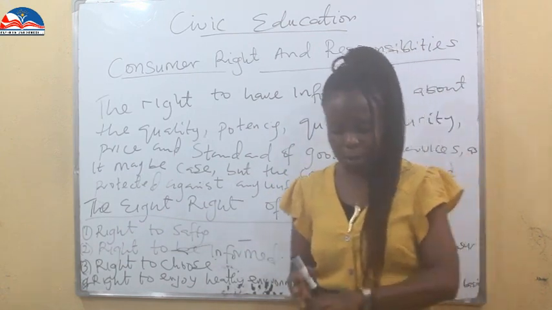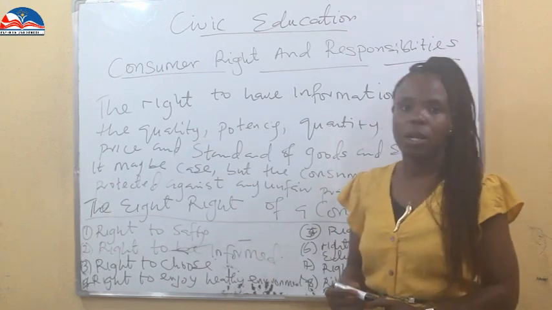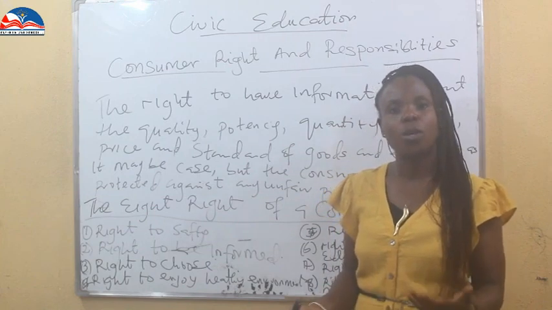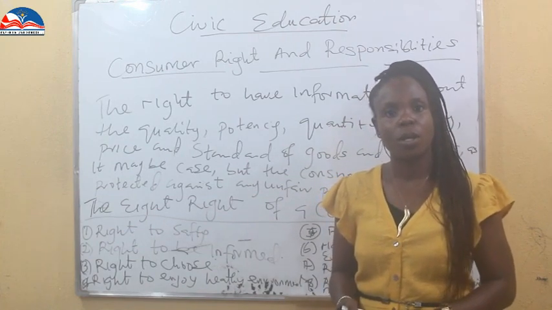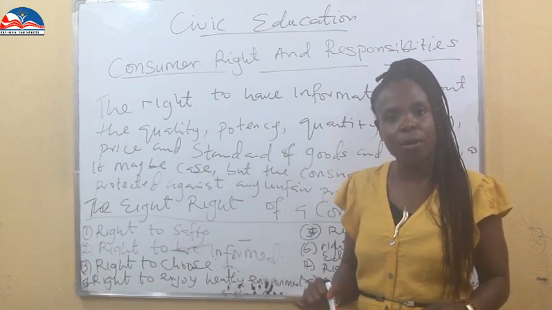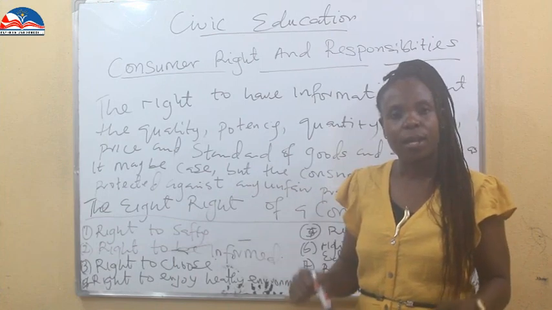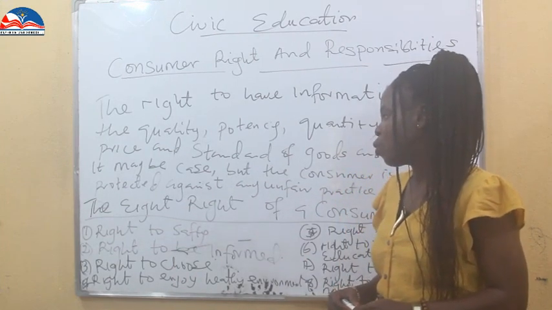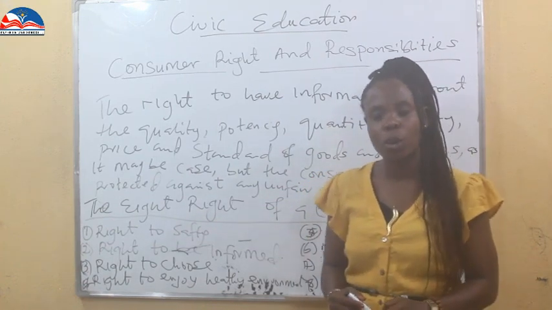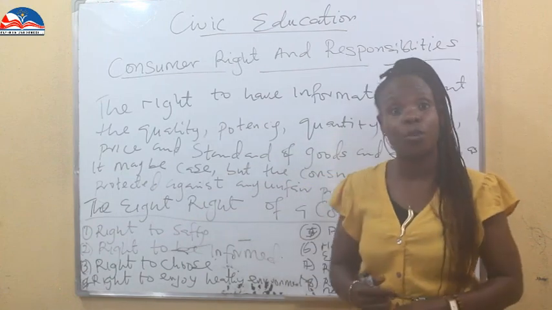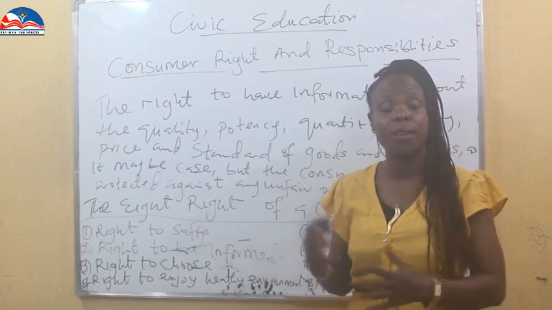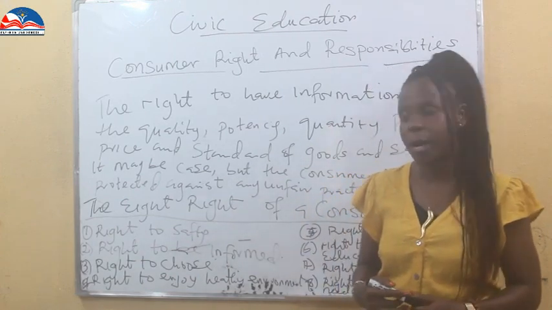Now let's take them one at a time. Right to safety. Consumers have the right to safety of the product they are consuming. They don't want to ingest dangerous products. So they have the right to take products that are pure, qualitative, and good for their health. Right to be informed. The consumer has the right to know the content of what they want to buy. So on every product you see the description of the goods, and they tell you the different ingredients that make up what you want to buy.